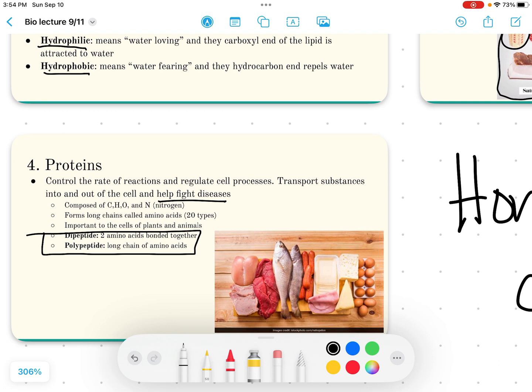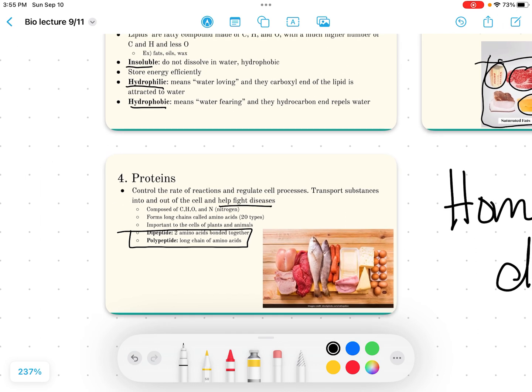We have something called a dipeptide and a polypeptide. So a dipeptide is 2 amino acids bonded together. And then we have a polypeptide, which are just longer chains of those amino acids all stuck together that we created through that RNA sequence. And that's all I got for today.